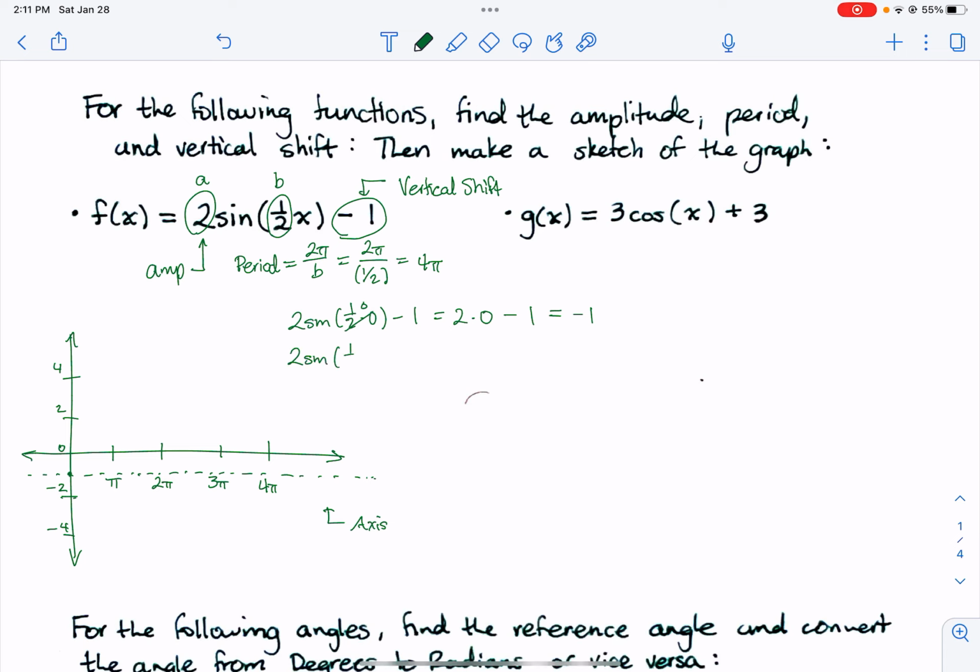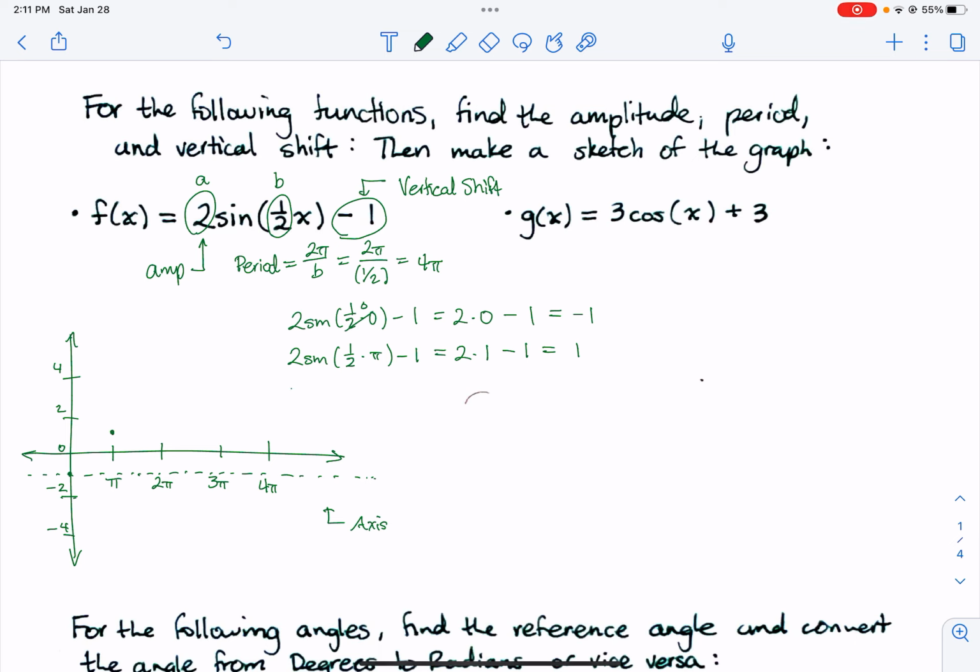So sine of 1/2 times pi minus 1. All I'm doing is replacing the x with pi. Well, sine of pi over 2 is exactly 1, right? So this turns into 2 times 1 minus 1. That's +1. So that's going to be somewhere up here.